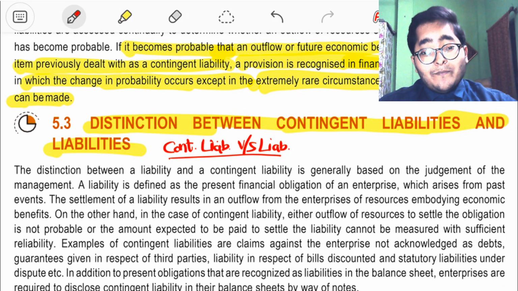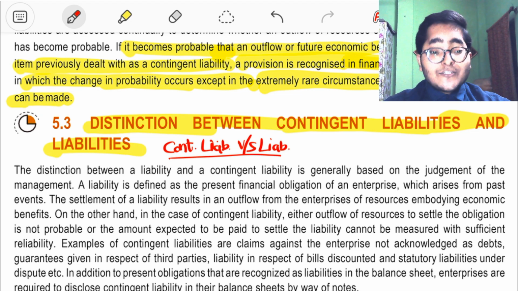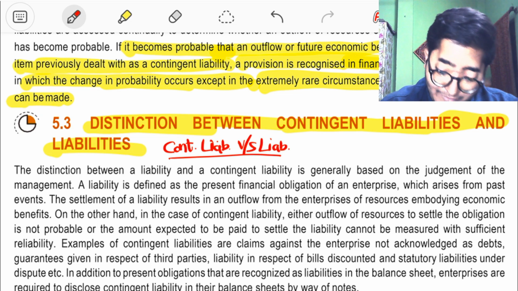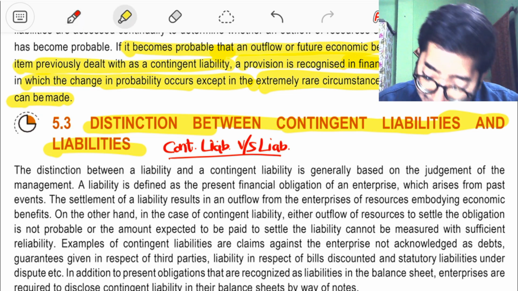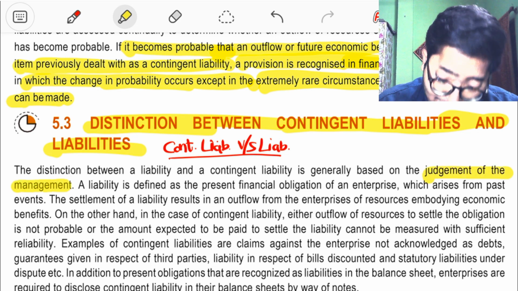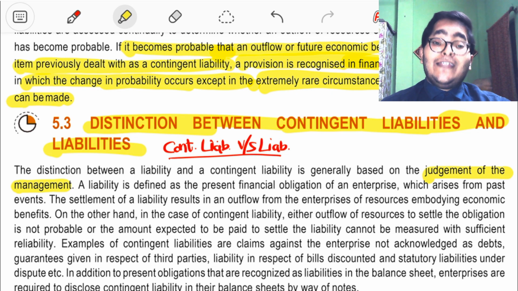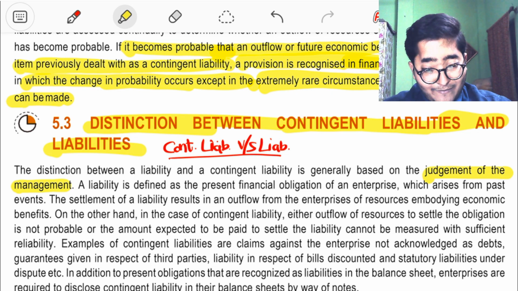The distinction between a liability and a contingent liability is generally based on the judgment of management. If the management decides it is a contingent liability, then it is a contingent liability. Otherwise, it becomes a liability.